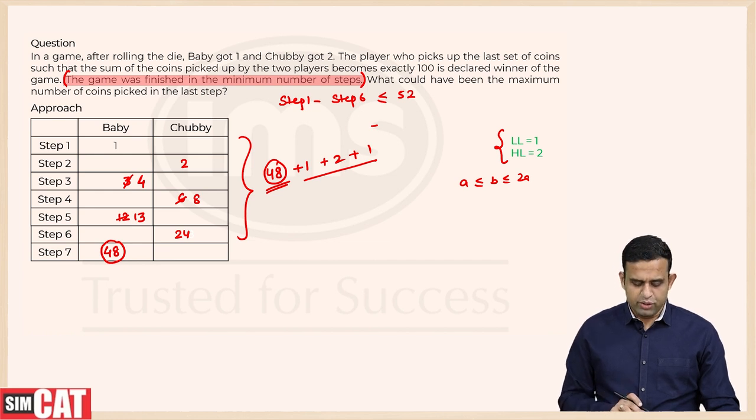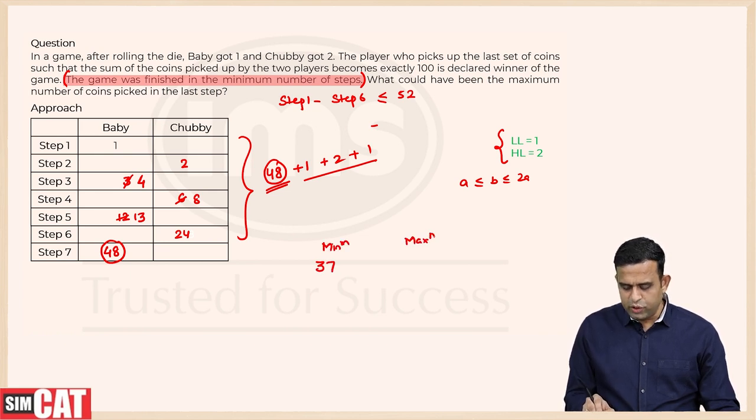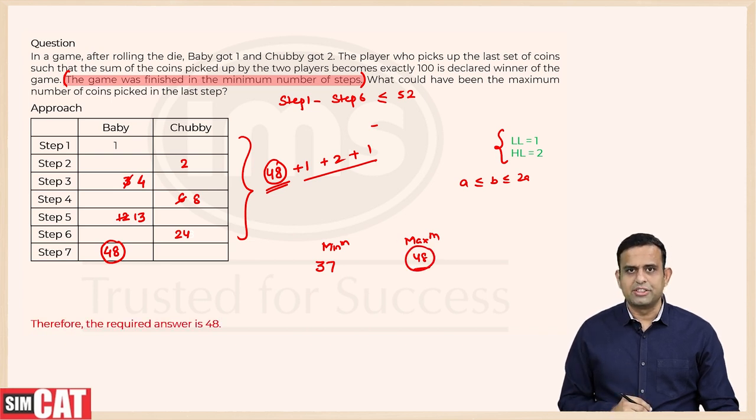But the point is, 48 makes it possible, and hence one can choose to mark 48 as the answer for this particular problem. So please note, the least value over here to end in step number 7 was 37. That was the minimum, and the maximum happened to be 48. And that is my answer for this particular question.